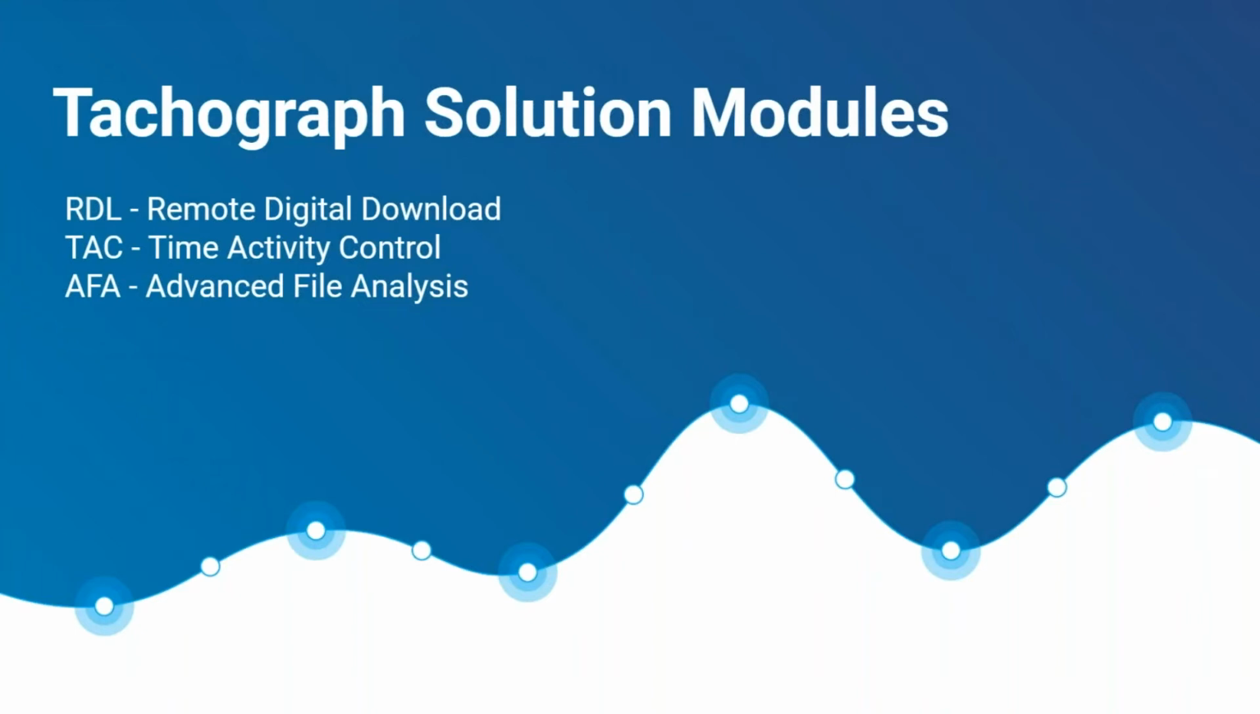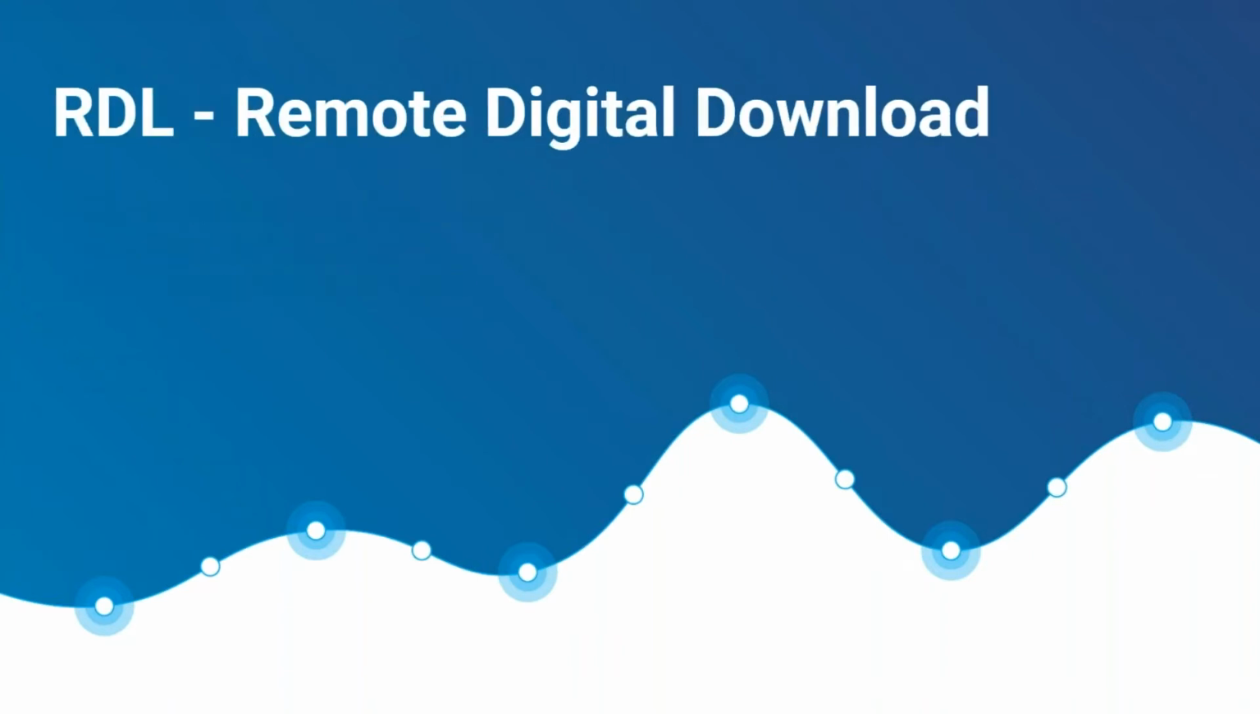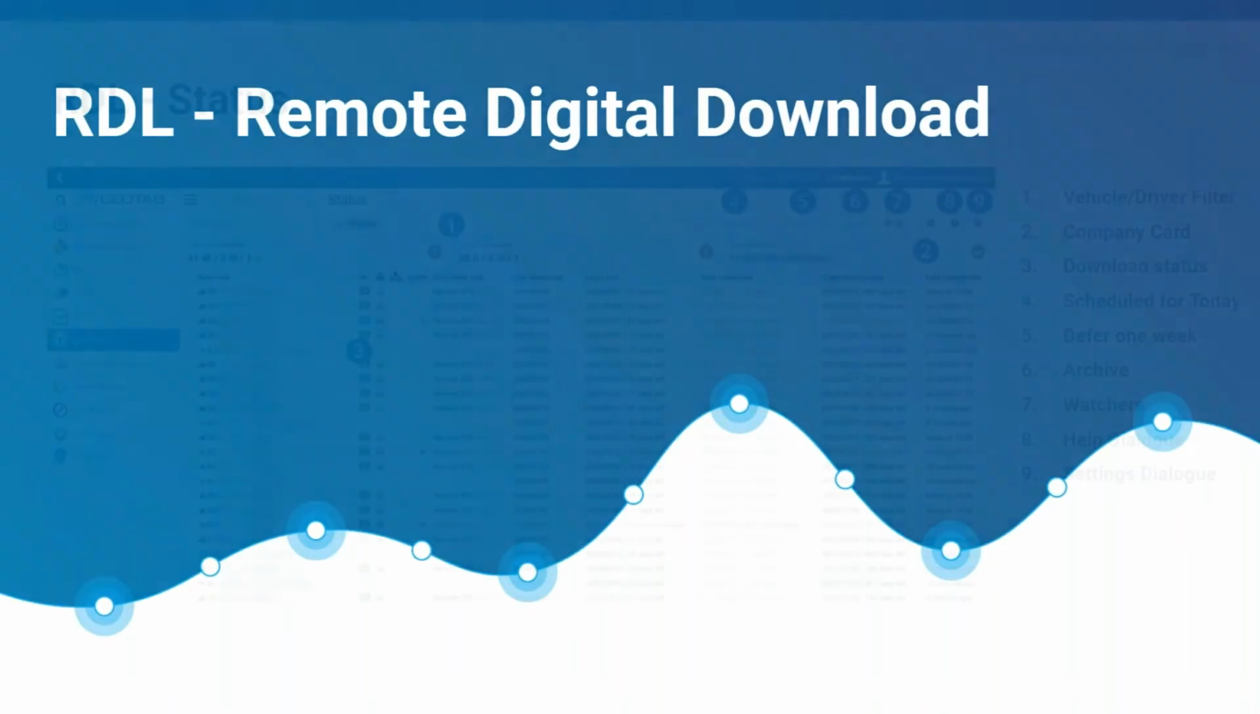So as I said previously, we'll cover these three: the remote digital download, time activity control, and the advanced file. Just a bit about the remote digital download. This is where you can manage your downloaded files at any time and basically stay informed about their status or the status of their company card. And in this module, we've broken it down into 4 sections: the status side, how the downloads are, company cards, and inspections.